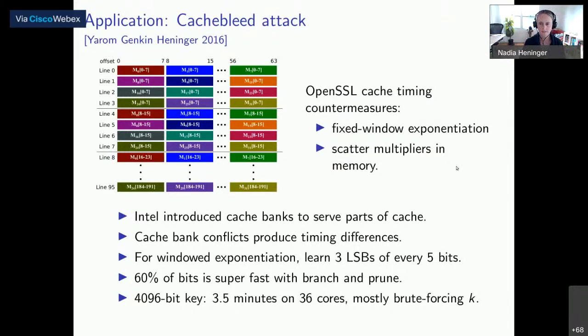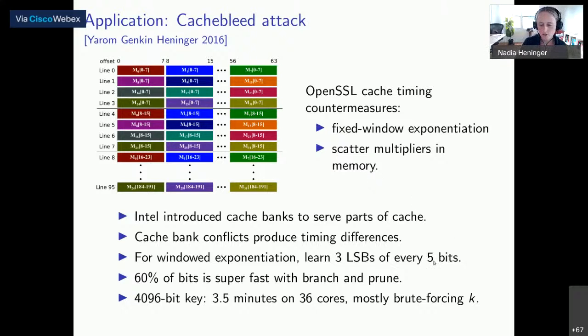Here's a fun application of this to the cache bleed attack. So OpenSSL in 2016 included several cache timing countermeasures. They used fixed window exponentiation, and they scattered multipliers in memory. However, after OpenSSL implemented these countermeasures, Intel introduced cache banks to serve different parts of the cache, and the cache bank conflicts produced timing differences even in this supposedly constant time implementation.